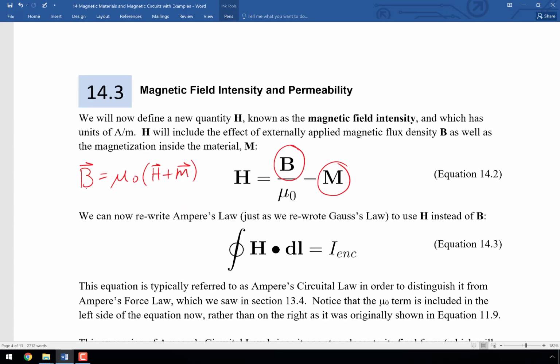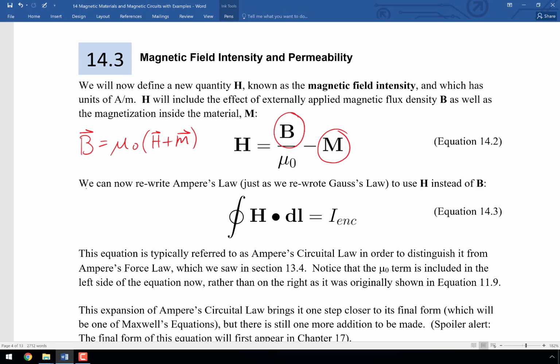Now, we can rewrite Ampere's Law. We saw Ampere's Law previously, and just as we rewrote Gauss's law to use D instead of E, we're now going to rewrite Ampere's Law to use H instead of B. And so you can see the new version of Ampere's Law, equation 14.3. This is the line integral of H dot dl equals I enclosed.